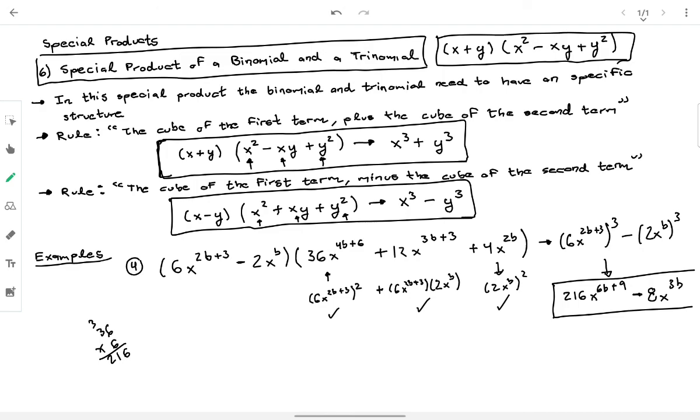So that was it for today. So you can now do the specific activity of special products of a binomial and a trinomial.